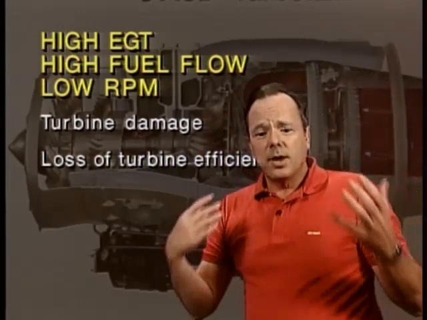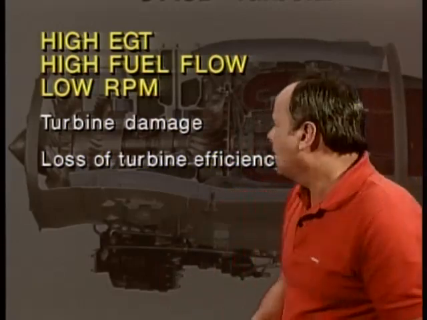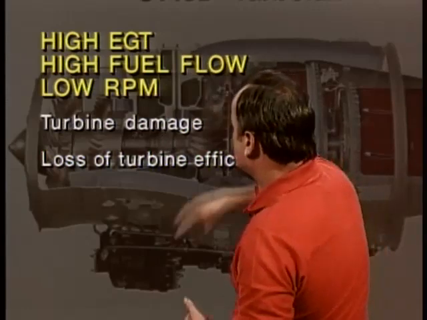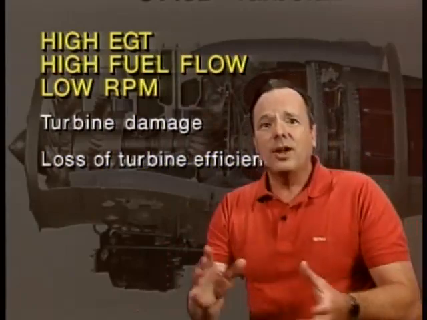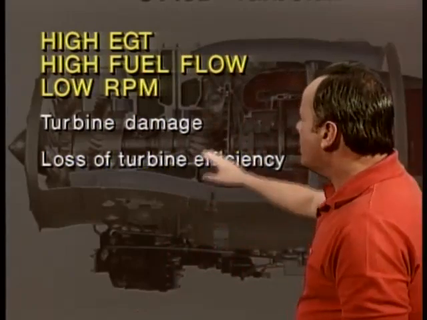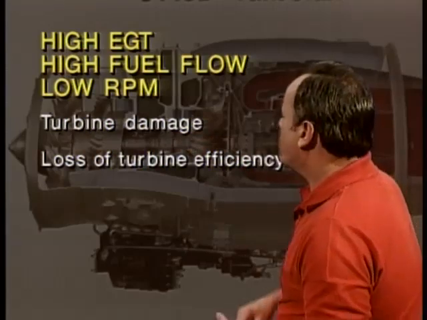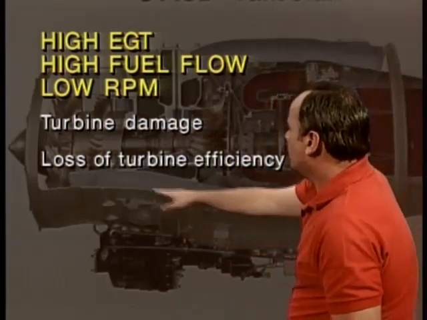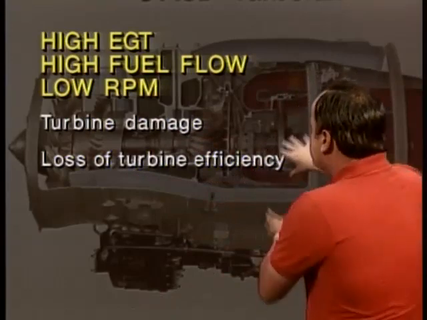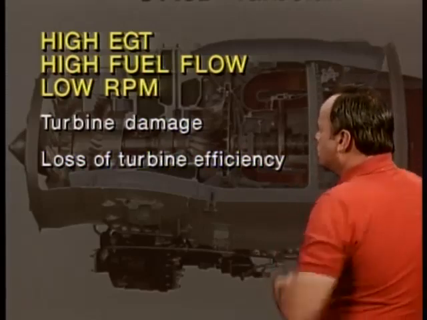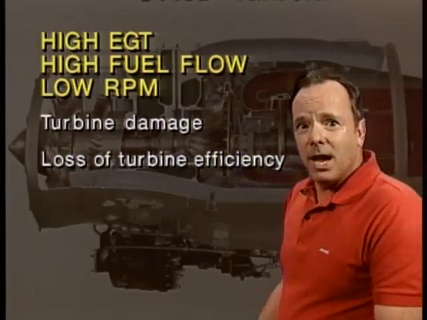Now let's assume a gas turbine engine has a high exhaust gas temperature. Let's assume it also has high fuel flow and it has low RPM. So high exhaust gas temperature, high fuel flow, low RPM. What would cause that? One thing that could cause that is turbine damage. Something is wrong with the turbine blades, or some other cause of loss of turbine efficiency. For some reason or other, this turbine section may not be as efficient as it should be. One of the reasons would be turbine damage.